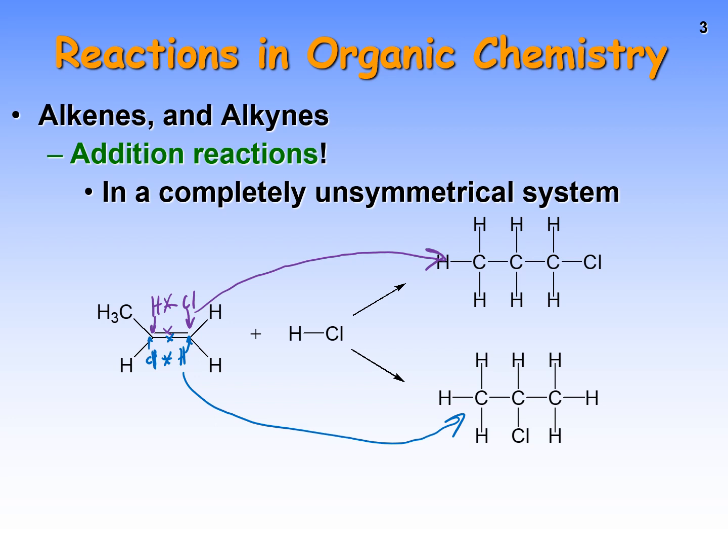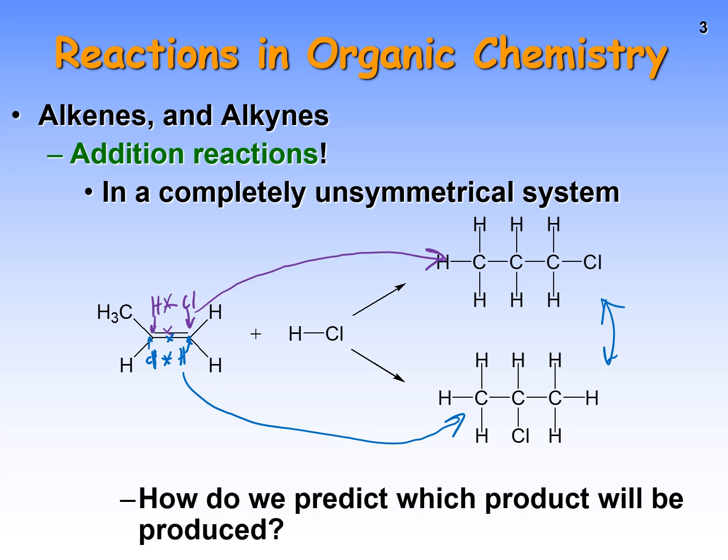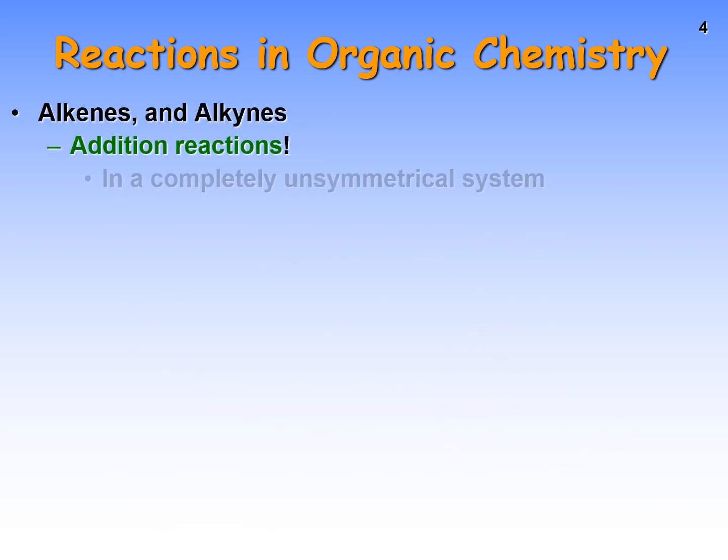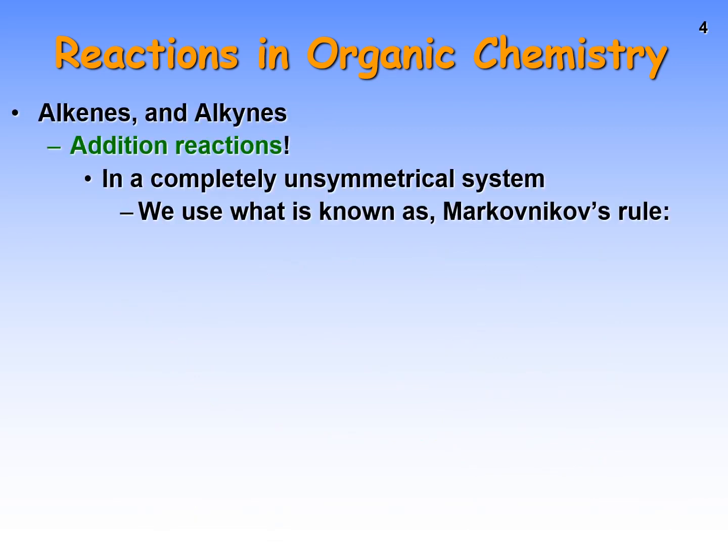So which one's more favored, we should be able to tell, right? How do we know which one we get? The real answer is we get some of both, but there is going to be one in majority, the one that we form way more of. So how do we predict which product will be produced in the majority? It's going to be this guy, and let's talk about why. So in that scenario, we use what's known as Markovnikov's rule.